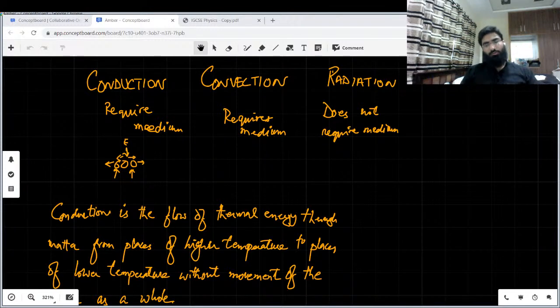And we know that since conduction involves transfer of energy at the molecular level from a molecule to its neighboring molecules, automatically the substances which have their molecules closely packed together make good conductors. And that is the reason that metals are good conductors of heat.